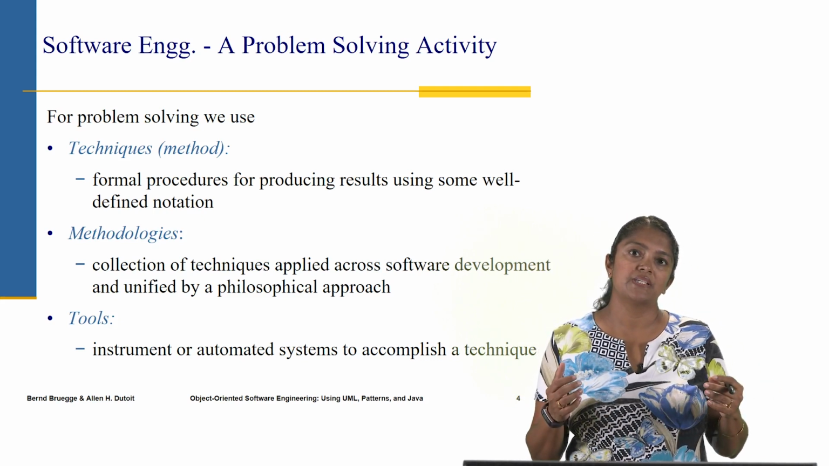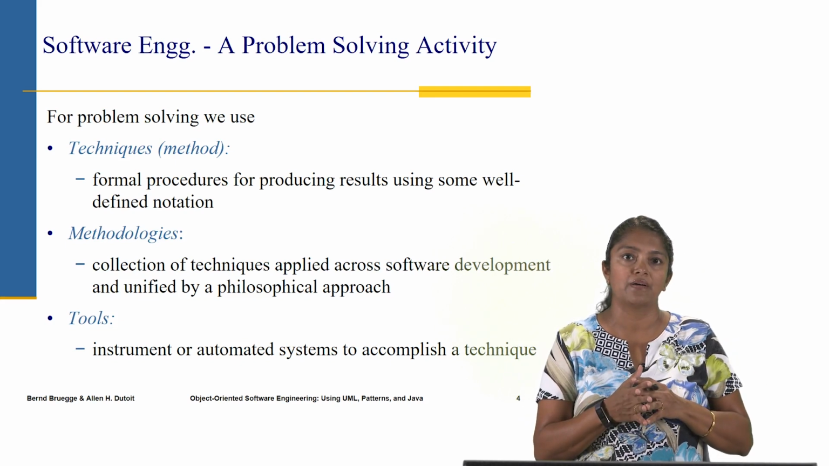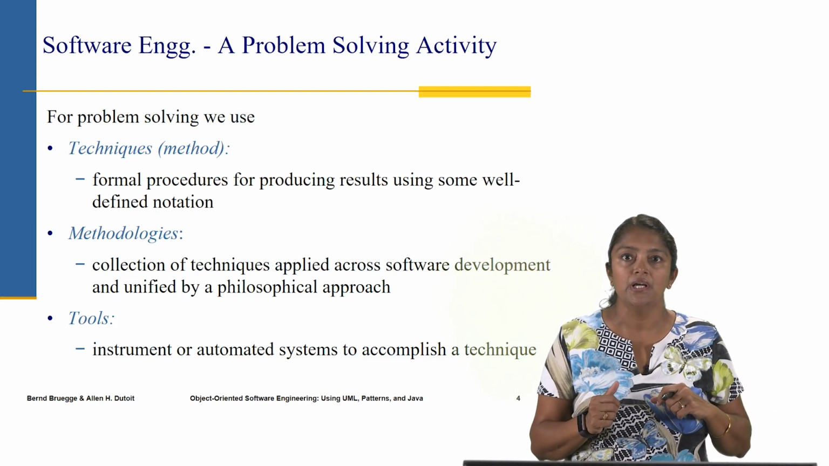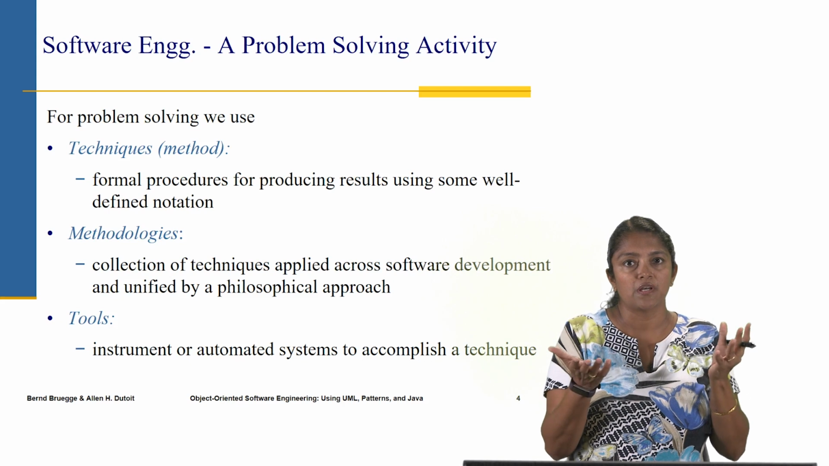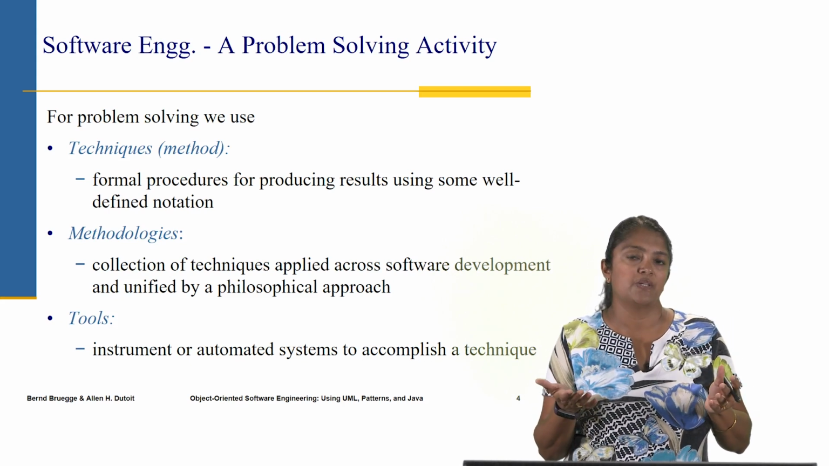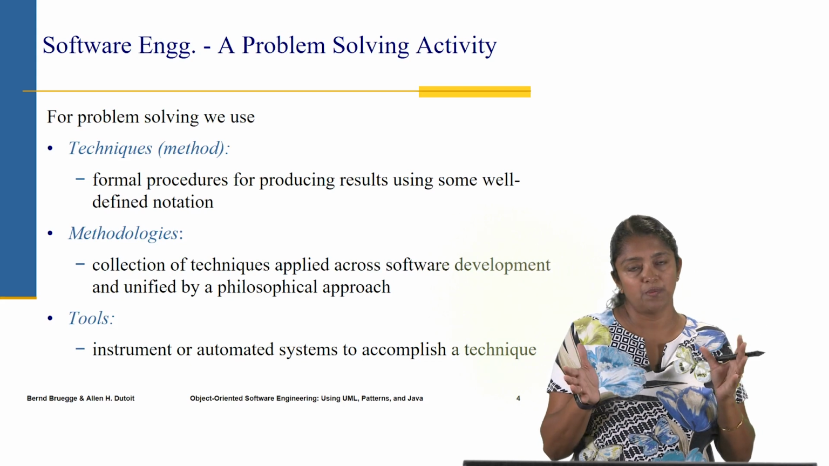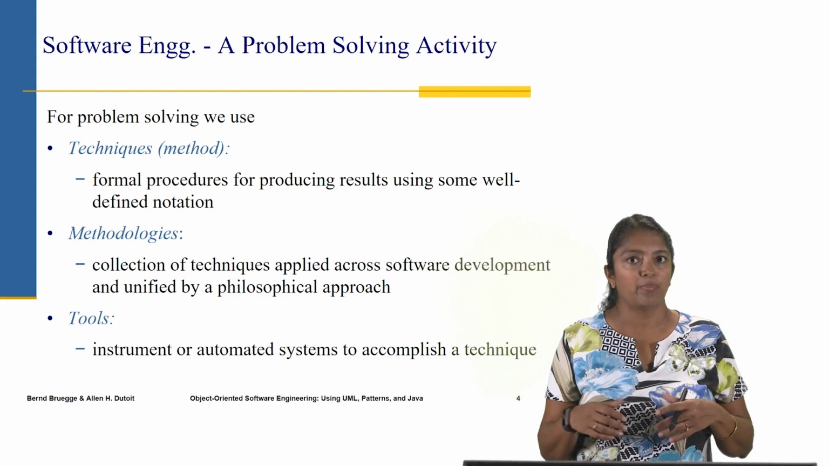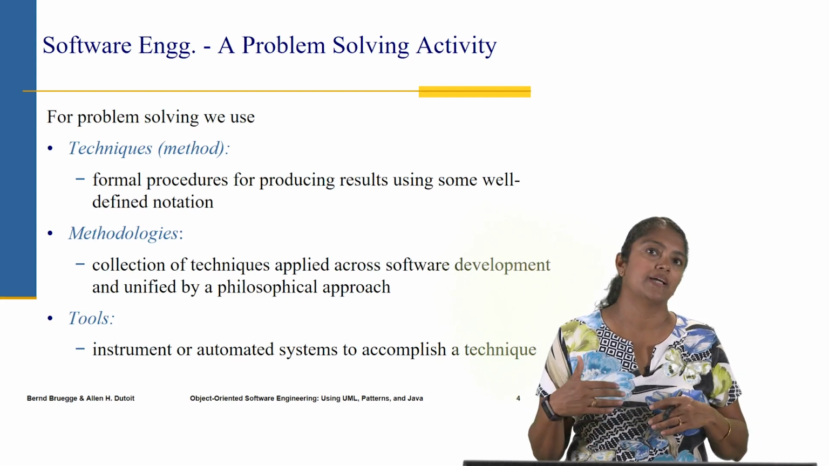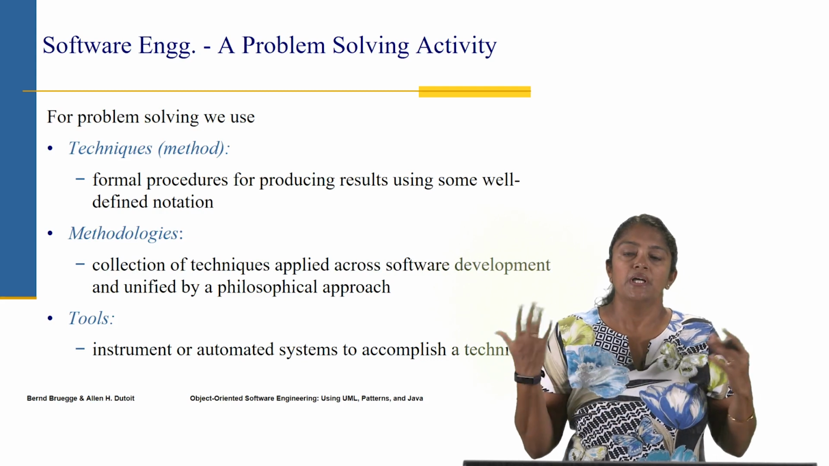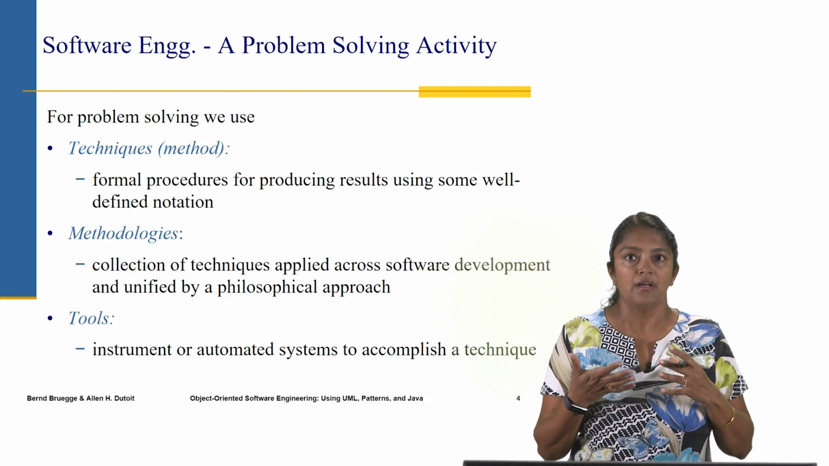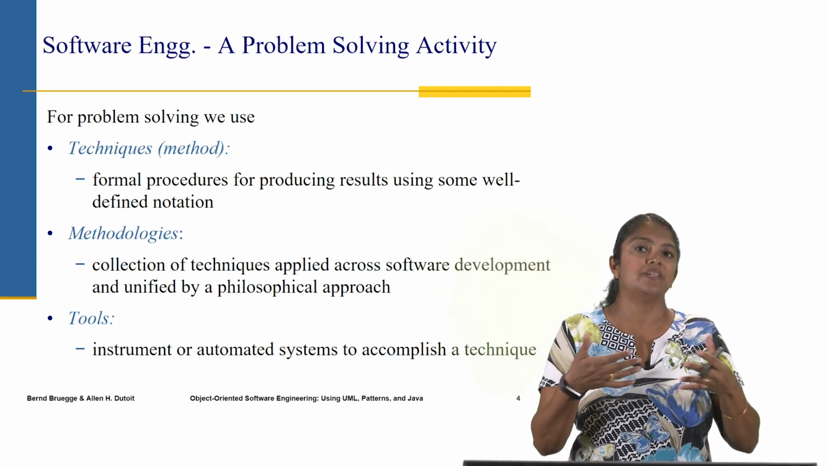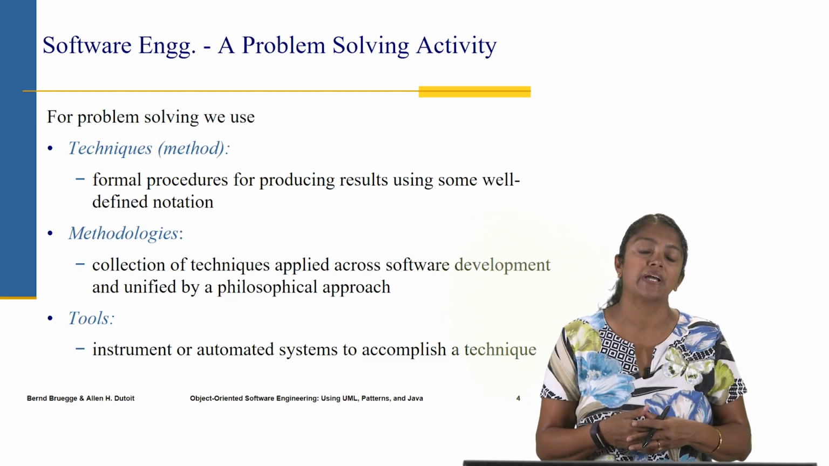Methodologies, on the other hand, are basically a collection of techniques that can be applied for a certain kind of software development. So it's basically unifying it into a philosophical approach. So going back to the recipe example, putting together multiple recipes into a cookbook, that cookbook would be the methodology. Again, drawing a parallel with object-oriented programming, we have techniques like inheritance and polymorphism. Now putting all of these techniques together into a unified approach, such as the object-oriented programming methodology, that's a methodology. It's a collection of techniques.